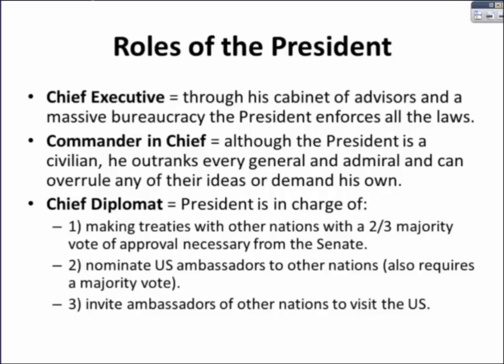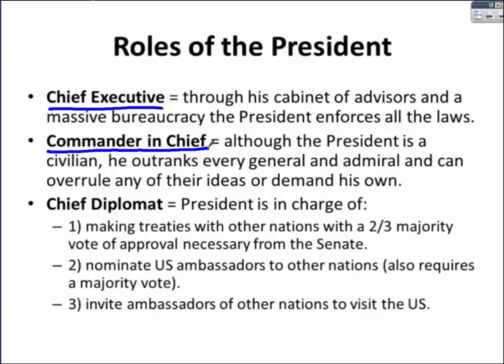So, some important terms to know. Roles of the president. First, chief executive. Through his cabinet of advisors and a massive bureaucracy, the president enforces all the laws. So Congress, through the process of how a bill becomes a law, passes bills into law. The president has to sign them or veto them. That veto could be overridden by Congress, but once it is officially law, it is up to the president to enforce the law, and that is his role as chief executive.